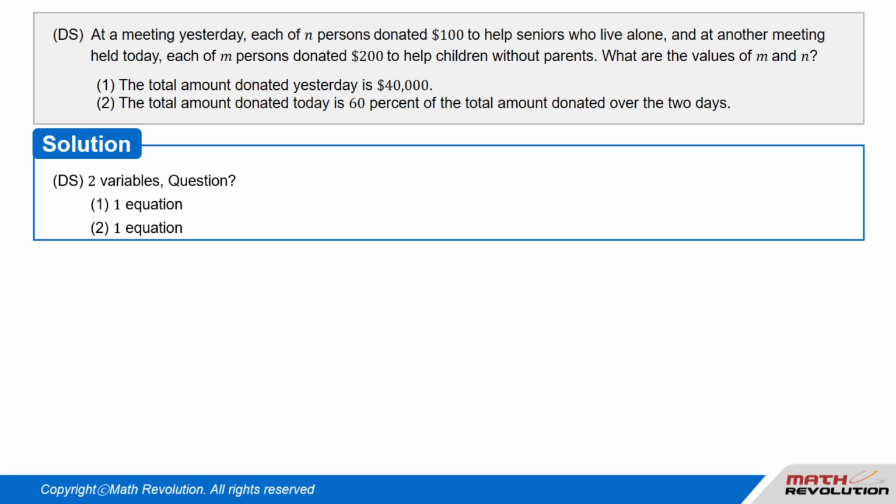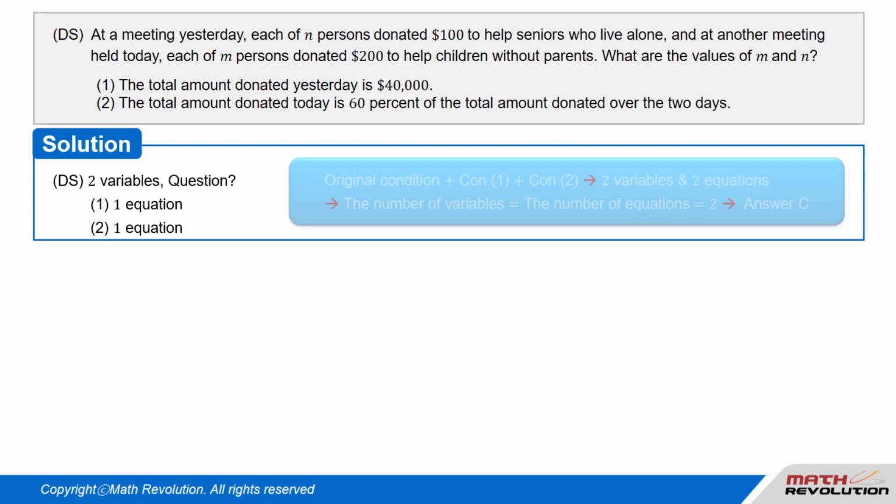Solution. Now, let us solve this DS question using the variable approach. DS, 2 variables, question. Condition 1, 1 equation. Condition 2, 1 equation. DS questions with 2 variables. Let's look at a DS with 2 variables in the original condition.